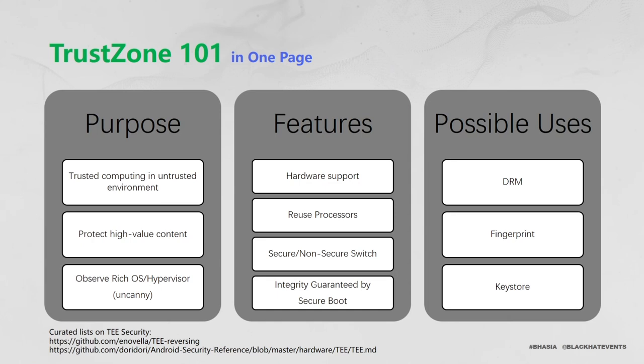Here I want to talk about the basics of TrustZone in one page. The purpose of implementing TrustZone is to do trusted computing in an untrusted environment and to protect high value content. And the TrustZone features include new modifications as well as the reuse of existing processors, and the possible uses of TrustZone include DRM, fingerprints, and key store. And there are many other scenarios.